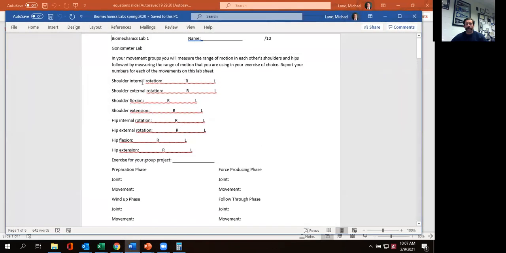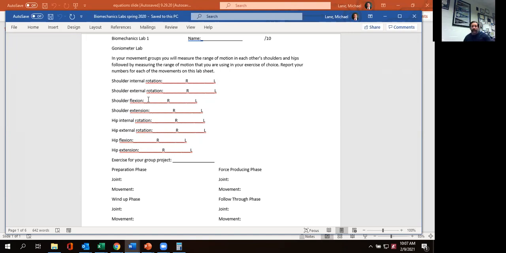Okay, you're going to do internal rotation. That is going to be taking your shoulder and internally rotating it. You will measure that. You will then do external rotation, starting neutral, externally rotating as far as you can, measuring both sides of the body. You will then do shoulder flexion, which is lifting your arm as far overhead as you can. You will do extension, which will be bringing your arm behind you as far as you can.